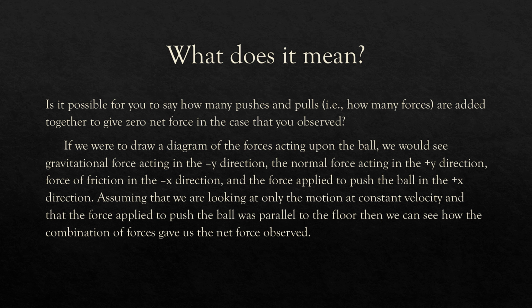Assuming that we are looking only at the motion of constant velocity and the force that was applied to the ball was parallel to the floor, then we can see how the combination of forces gave us the net force observed, which would be a constant velocity in the positive x direction.